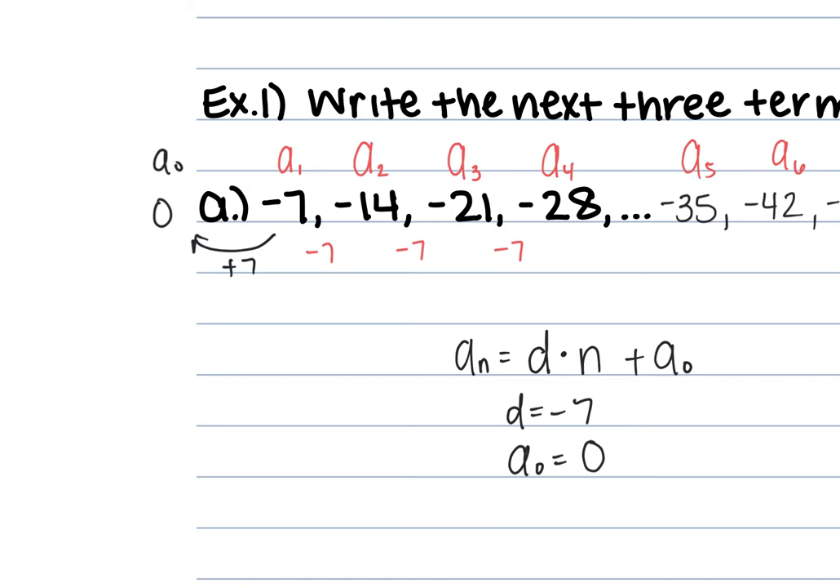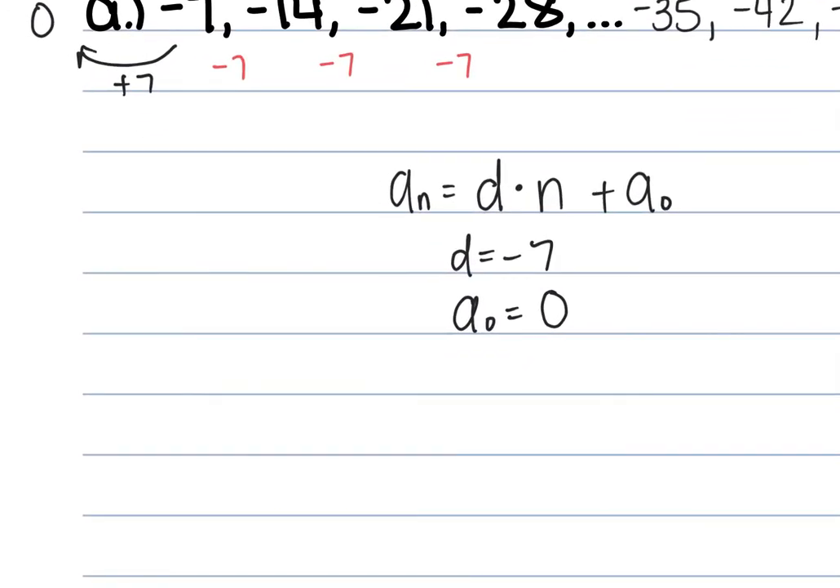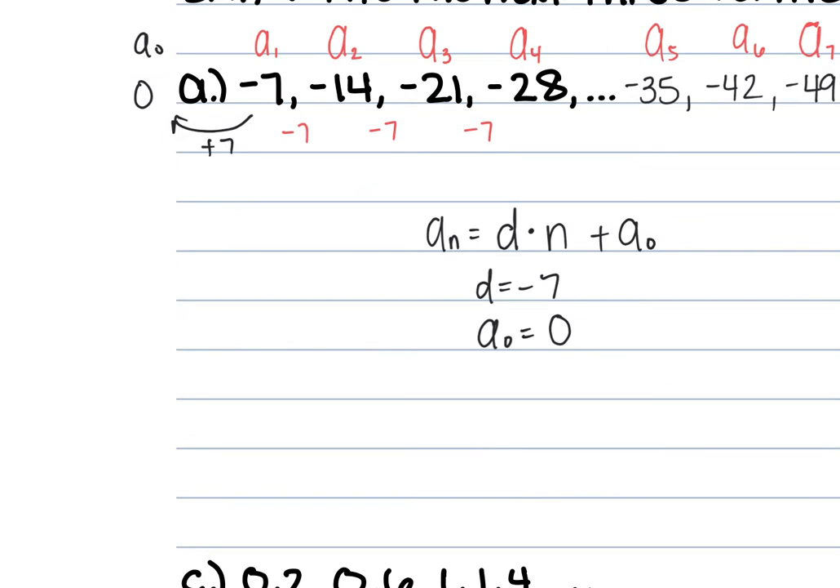Okay? So my final equation is A sub n equals -7 times n plus 0. And I'm not going to put that in there because there's no reason to put in plus 0. Okay? So if I wanted to find the 150th term, I would just plug in n equals 150 and find what A sub 150 is. Cool beans? All right, let's keep going.